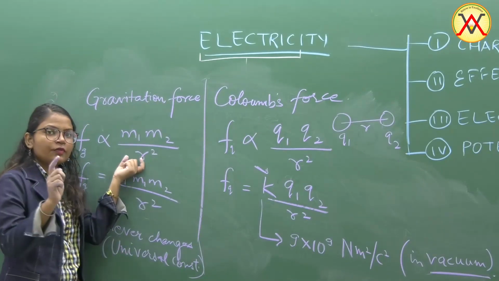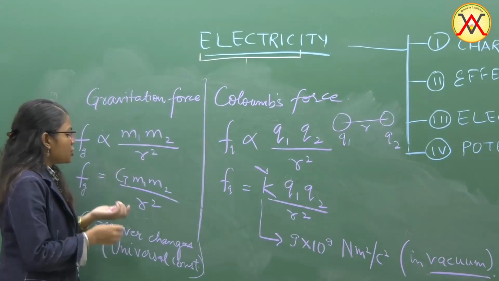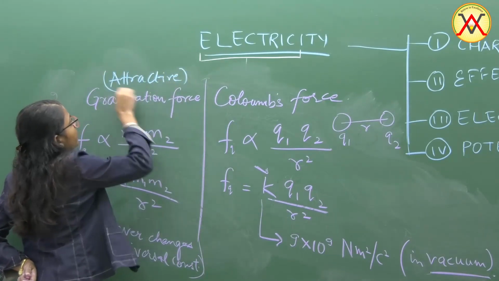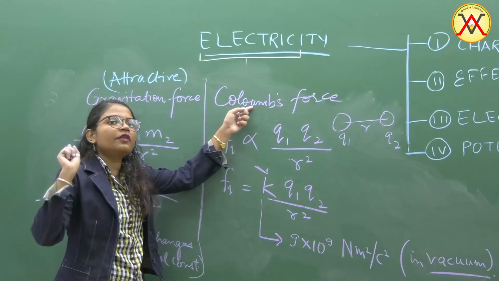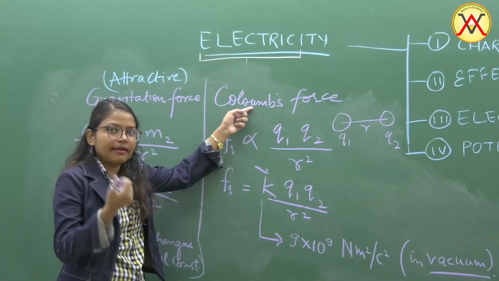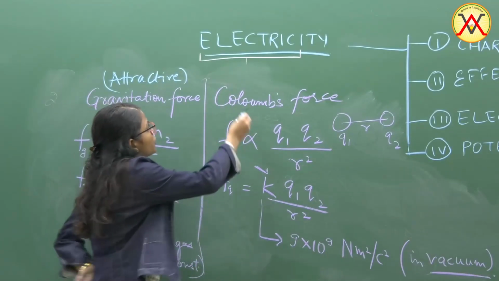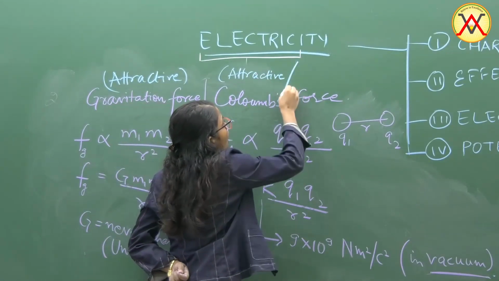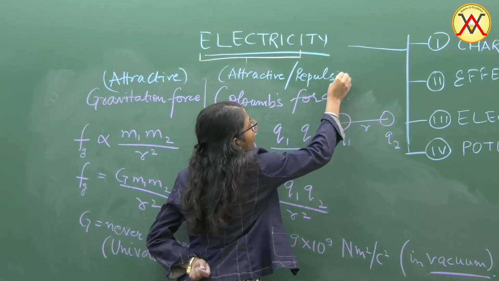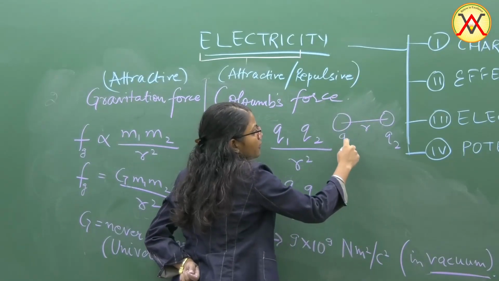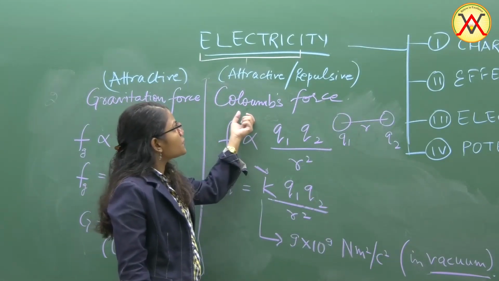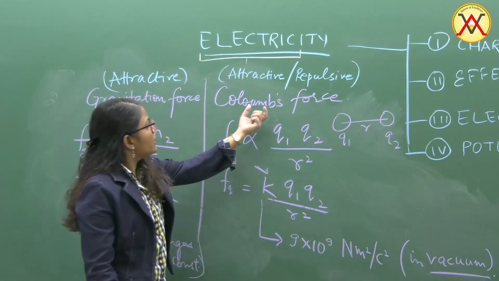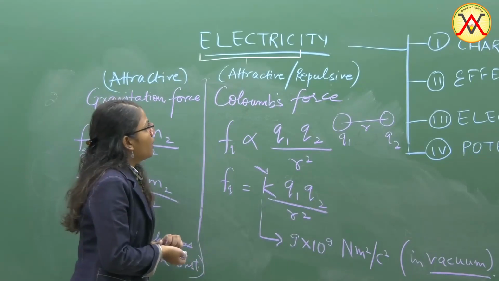When we talk about the nature of the forces, gravitation force is always attractive in nature. But your Coulomb's force, remember the first property of charges: like charges repel each other and unlike charges attract each other. This Coulomb's force could be either attractive if the charges are unlike, or repulsive if the charges are like. If this is negative negative or positive positive, this Coulomb's force will be repulsive in nature. If this is positive and this is negative, or this is negative and this is positive, this Coulomb's force will be attractive in nature. Okay.